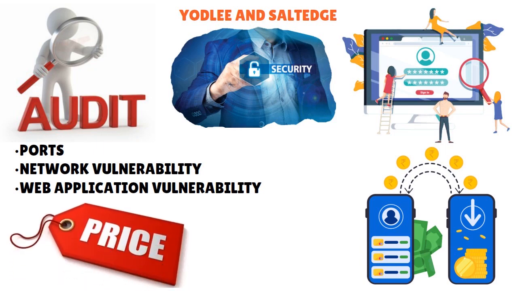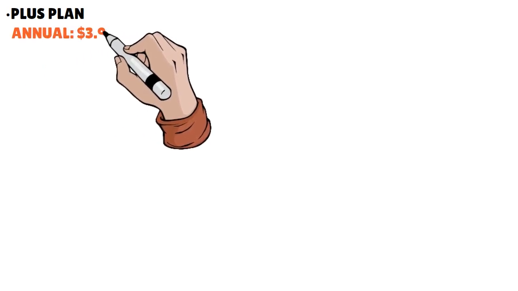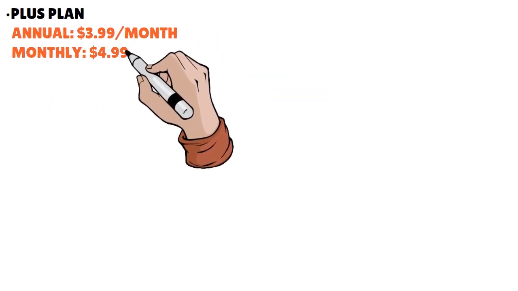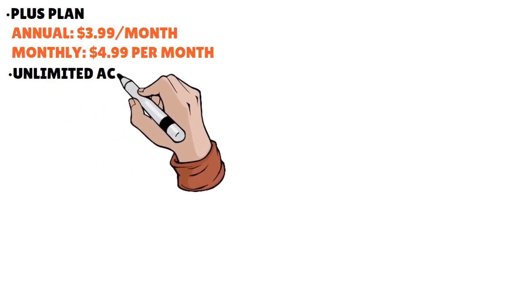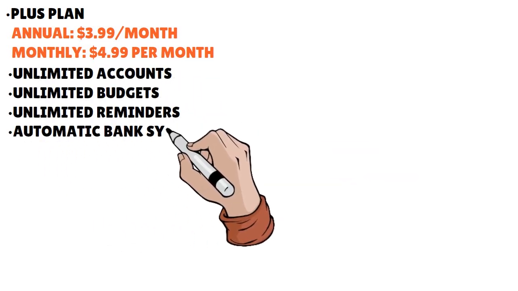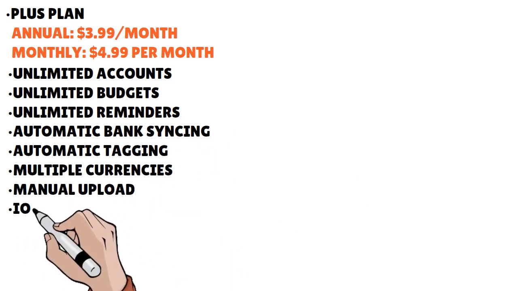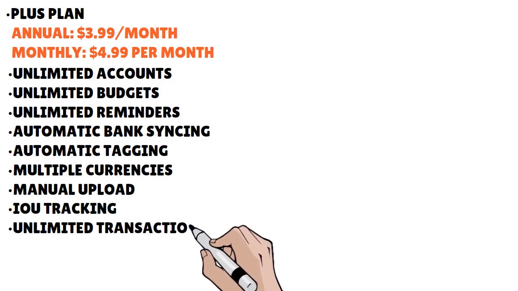In terms of pricing, with Buxfer, you have the Plus plan, the Pro plan, and the Prime plan. The Plus plan will set you back $3.99 per month when billed annually, and $4.99 per month when billed monthly. Here you have unlimited accounts, unlimited budgets, unlimited reminders. You have automatic bank syncing, automatic tagging, multiple currencies, manual upload, IOU tracking, and unlimited transactions.